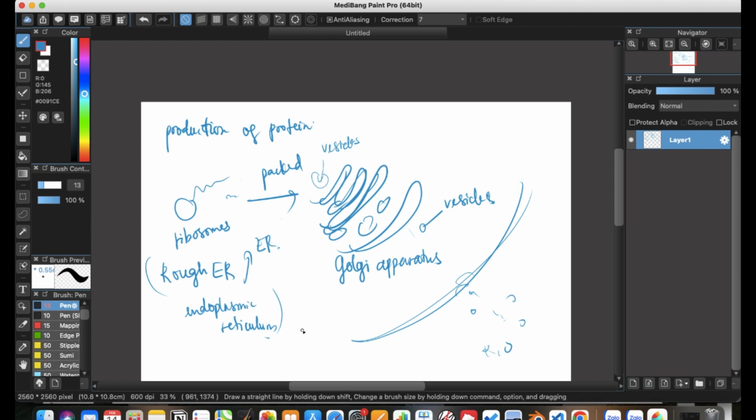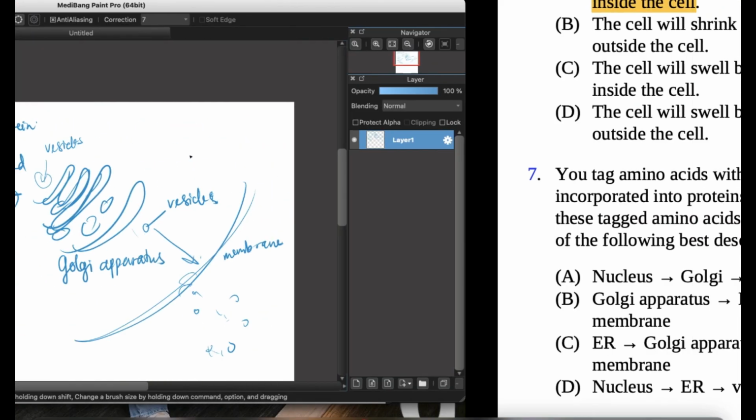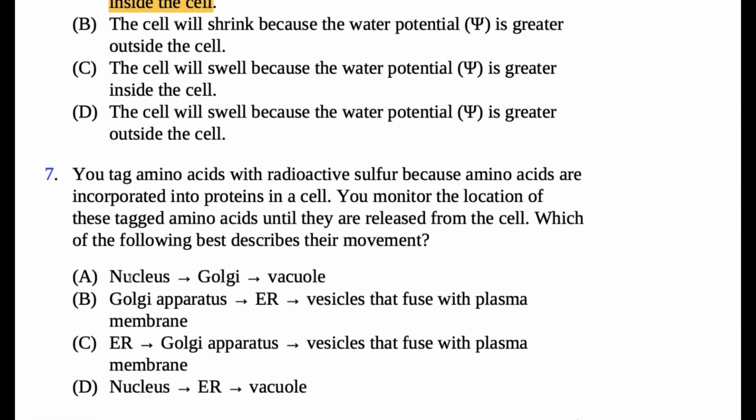So the pathway will be from the rough ER to the Golgi apparatus to be packed, and then it will be transported to the membrane, and that is where our amino acid will travel. So here you can see that C is going to be our correct answer. Right, it's exactly that pathway.